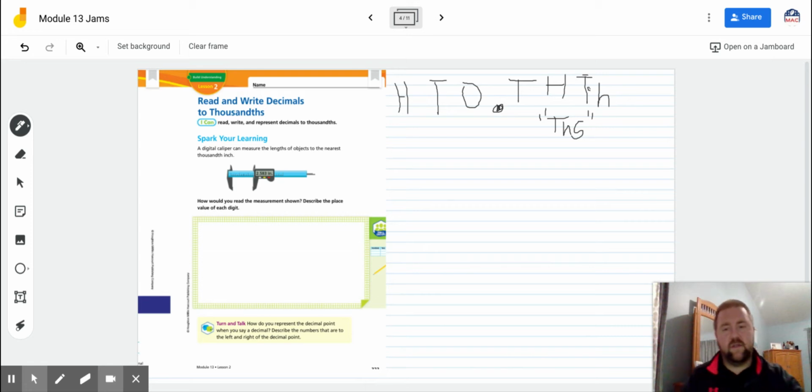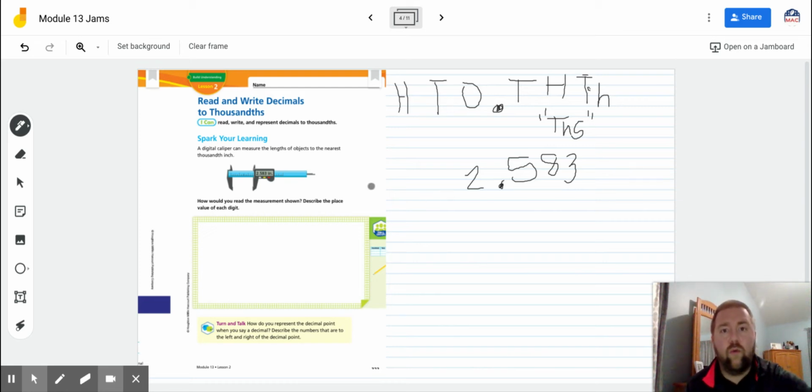This example says a digital caliper can measure the lengths of objects to the nearest thousandth inch. How would you read the measurement shown? Describe the place value of each digit. So we have 2.583. Now, we never really read it that way, but until we learn how to really read it, I want to make sure to say it just like you usually would. Most of you would read this as 2.583. And unfortunately, that's not how it works.